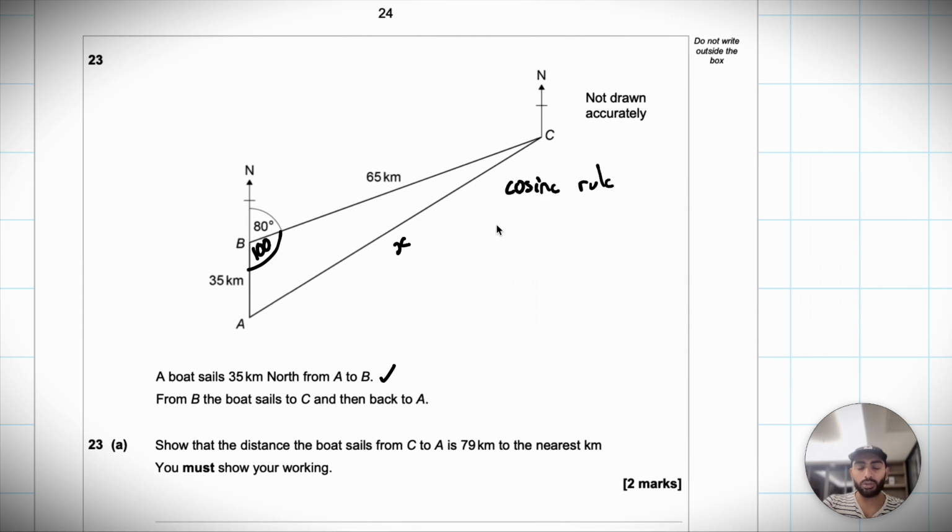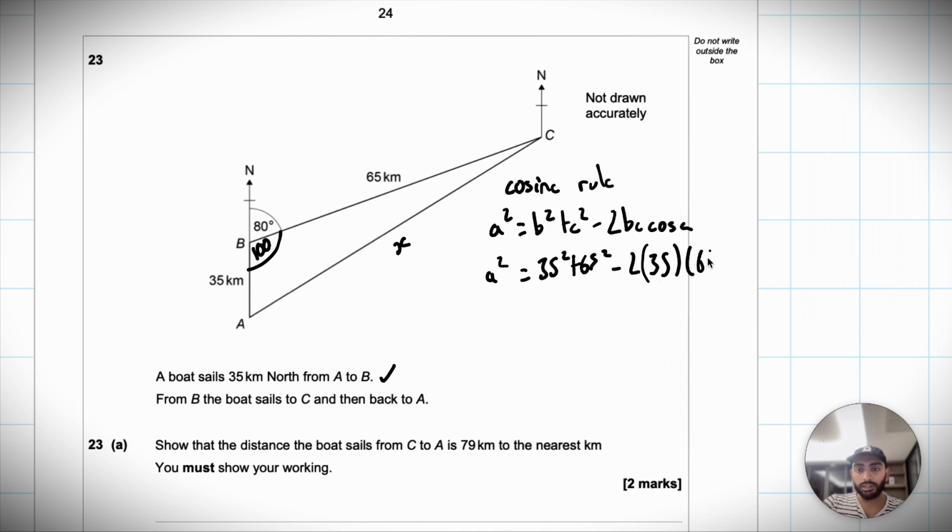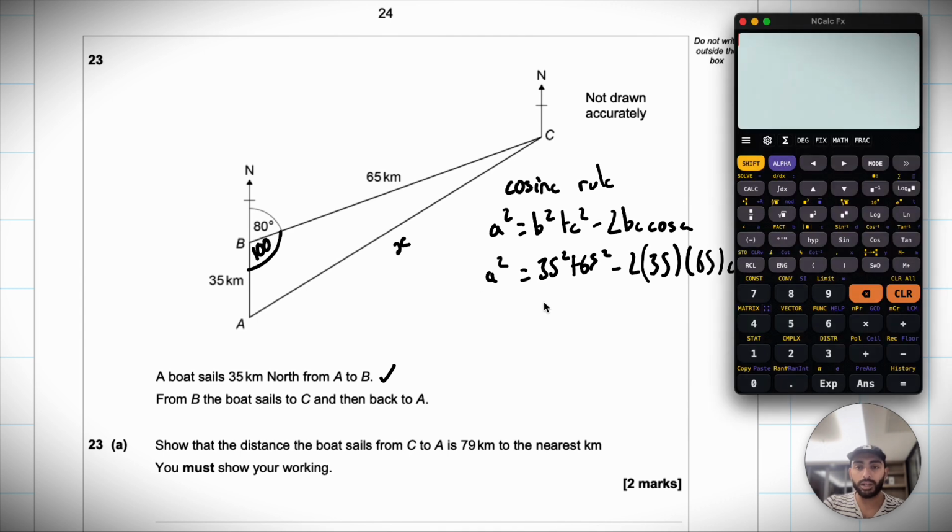An easy way to remember your cosine rule, very similar to Pythagoras: a squared equals b squared plus c squared minus 2bc cos A. So here, a squared is the bit that we're trying to find. b squared and c squared: 35 squared plus 65 squared, minus 2 lots of 35 multiplied by 65 cos of 100. I'm going to put all of this into my calculator, and then I'll square root it at the end. Very important to square root it. A lot of students will forget that bit.